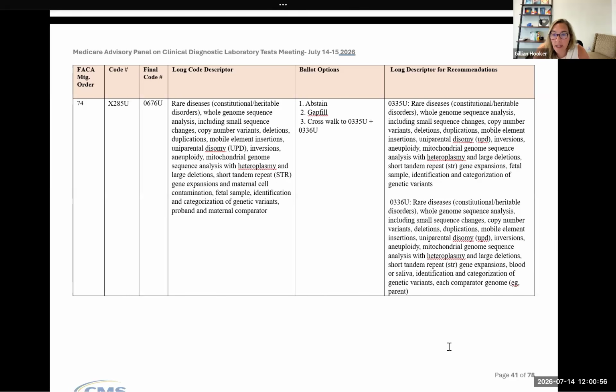And in this case, we did receive a recommendation to crosswalk this to 0335U plus 0336U. The descriptions are there. Whole genome sequence, fetal sample, plus the comparator 0336U. There, and that was the submitted recommendation. The subcommittee and myself agree with that recommendation for the crosswalk to 0335U plus 0336U. Does anybody have any questions or comments on this code? All right, panel members, please vote.